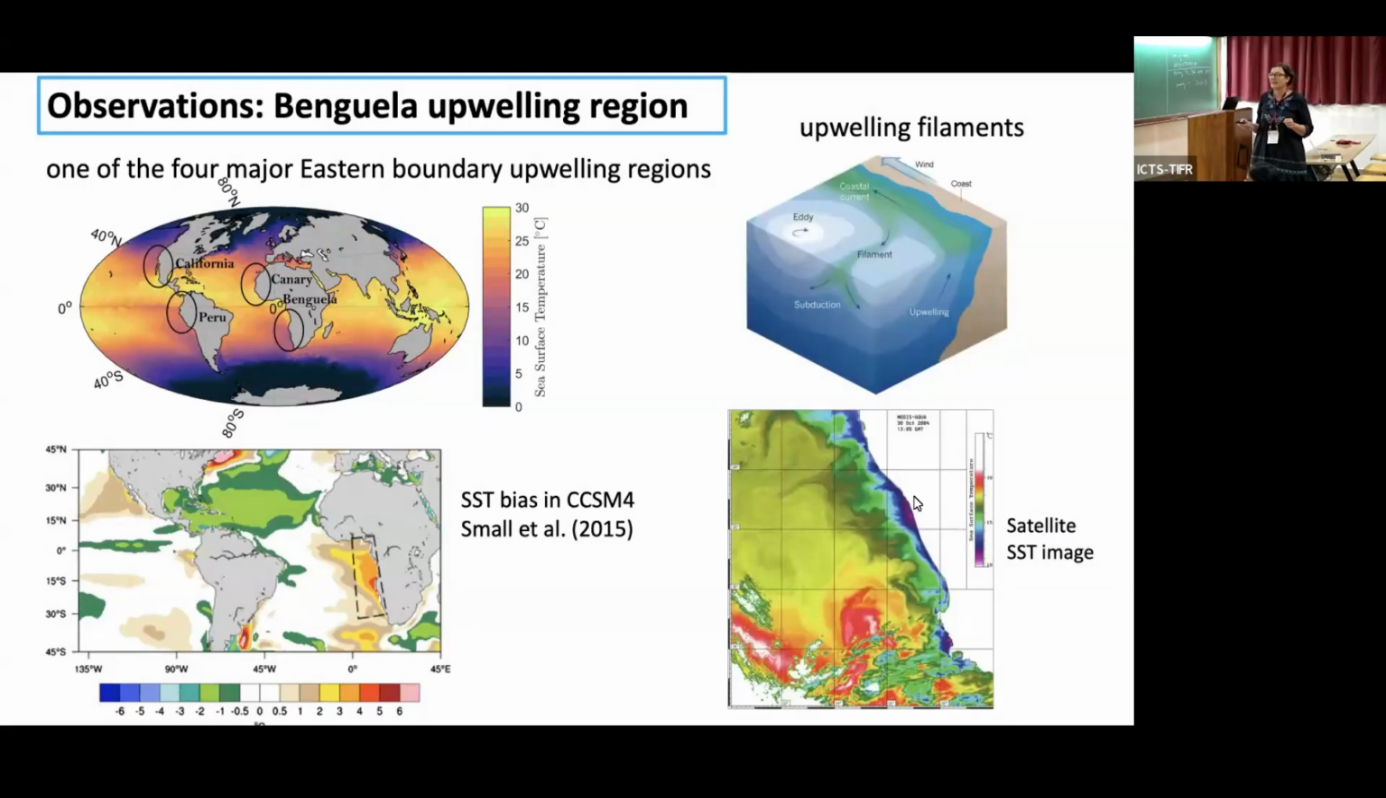A feature of these upwelling regions are those submesoscale filaments. Those filaments consist of cold water that is drawn out by mostly counter-rotating eddies offshore from these upwelling regions. And here you can see in the satellite SST image an example of those filaments.